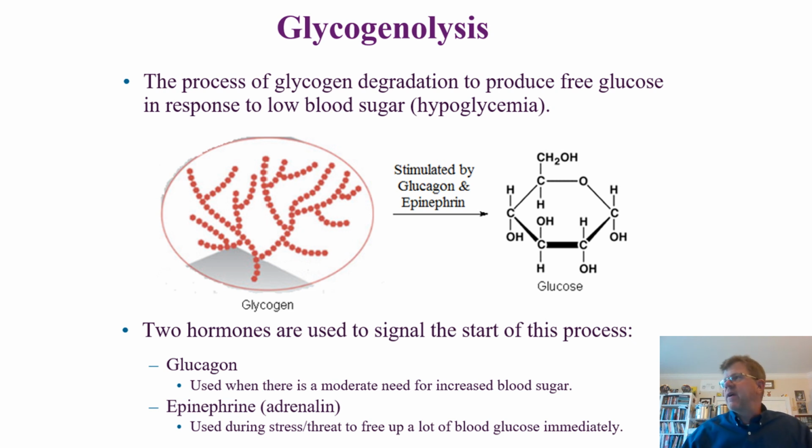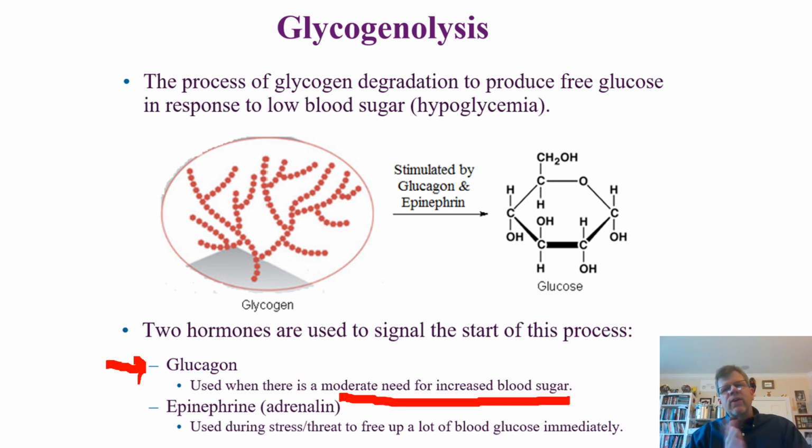If it's an everyday need for free glucose, for everyday energy needs, we have this signaling molecule known as glucagon. Glucagon is used when there's only a moderate need for increased blood sugar. Most of the time, glucagon is our stimulating hormone if we need to start breaking down glycogen for a little push of glucose, if you will.